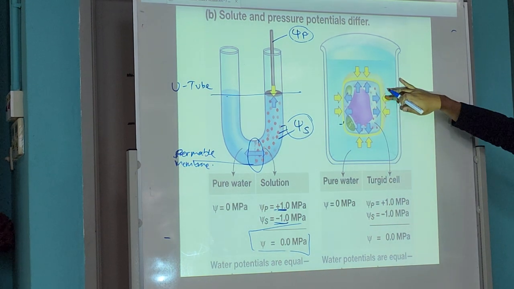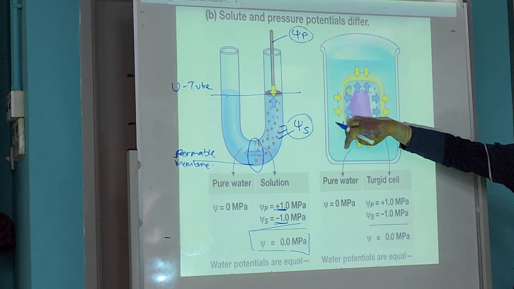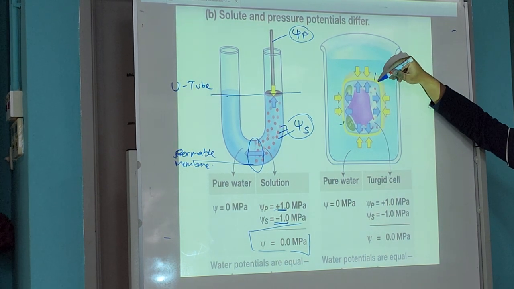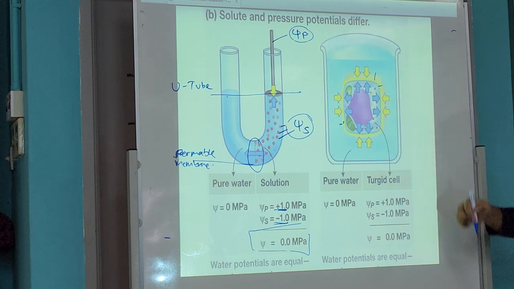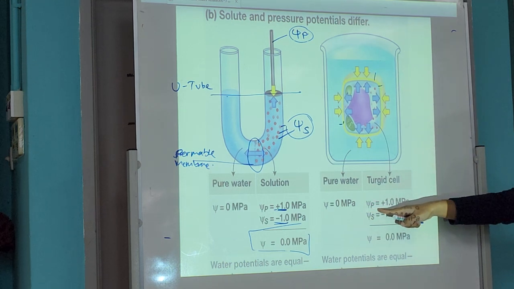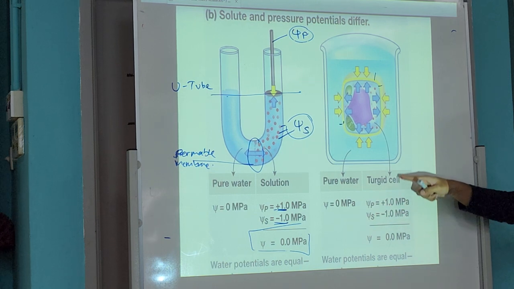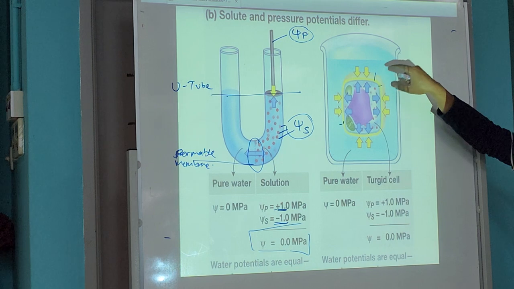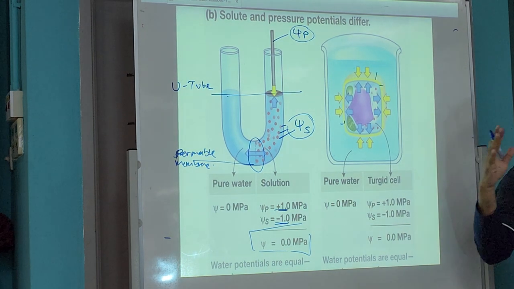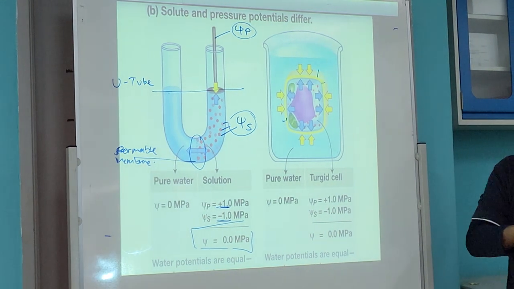So your cell, your plant cell here, you got the cell wall, and you got your plasma membrane here. So the psi for the pressure is being exerted by the water pressure here. Water is constantly exerting pressure on the cells, okay?